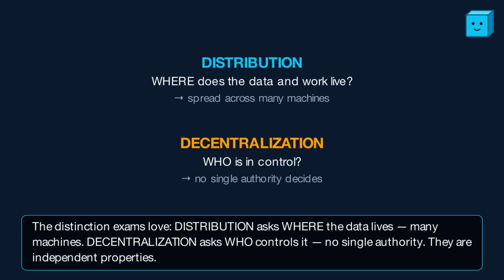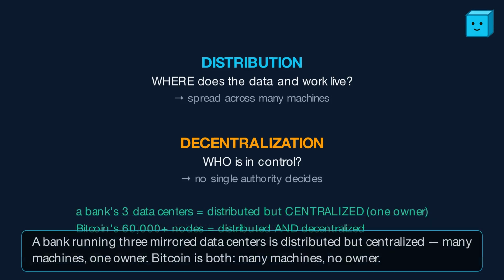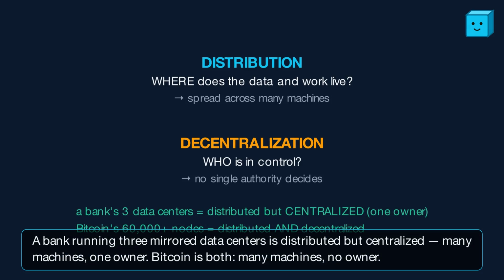The distinction exams love. Distribution asks where the data lives. Many machines. Decentralization asks WHO controls it. No single authority. They are independent properties. A bank running 3 mirror data centers is distributed but centralized. Many machines. One owner. Bitcoin is both. Many machines. No owner.